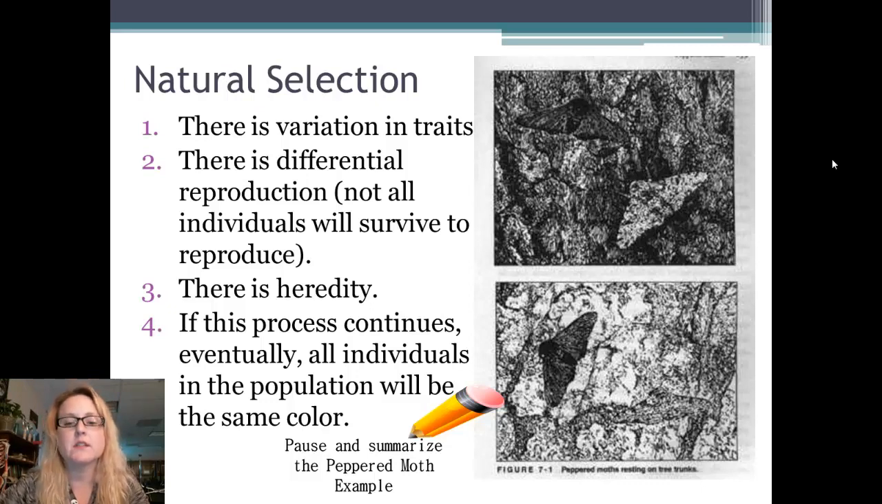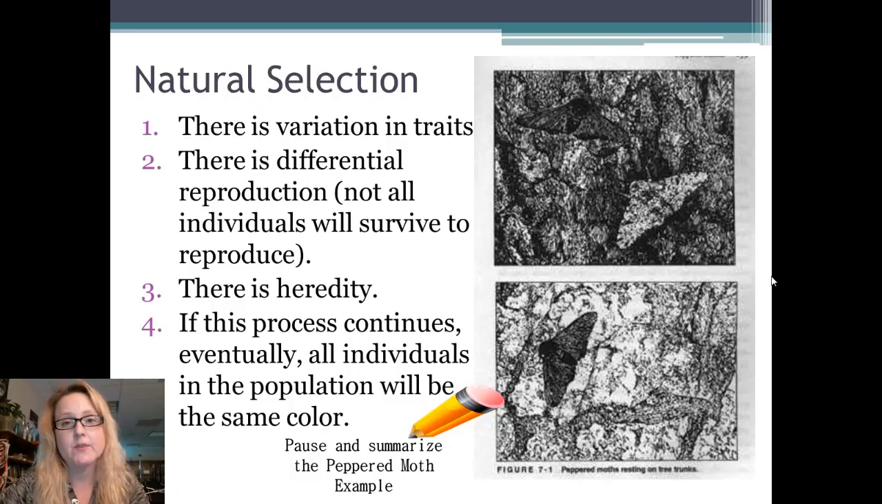And of course, this process continues and continues until eventually we have populations that are all the same color. For instance, in this speckled moth example, if this process of evolution continued, the white speckled moth would have completely died out and we would have just had the black speckled moth. Now, this is not what happened.